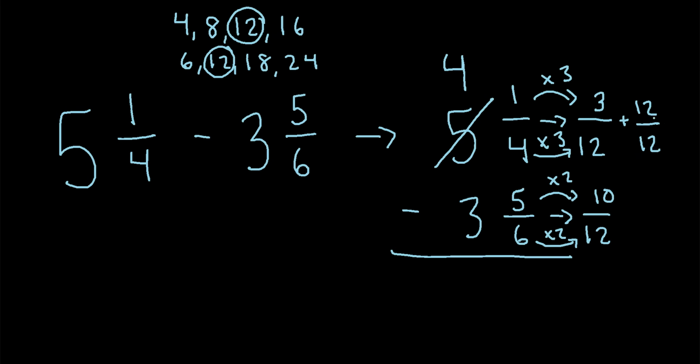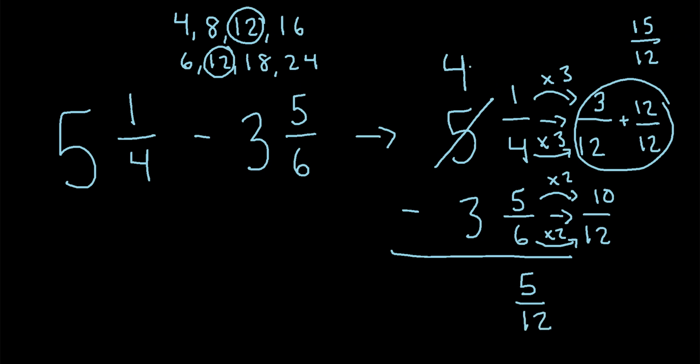Because 12 over 12, when you have a fraction like this where the numerator and the denominator are the same number, this fraction is just equal to 1. So we're just adding 1. So 3/12 plus 12/12, that's a total of 15/12. So let's write that right here. 15/12. Okay, so now we can do 15/12 minus 10/12. That would be 5/12.